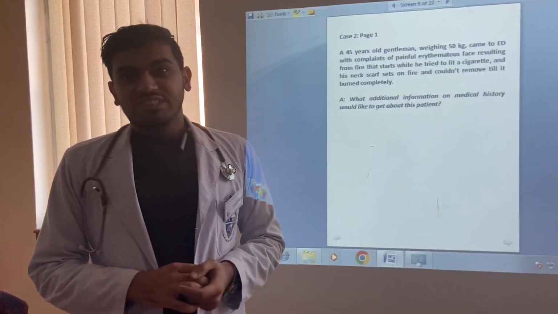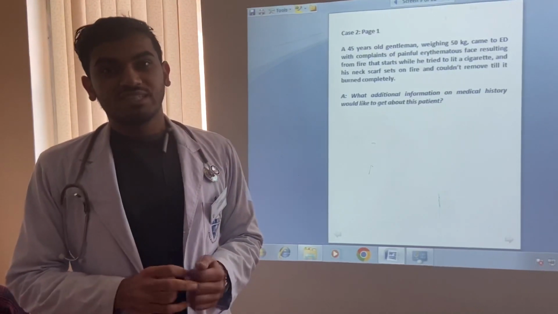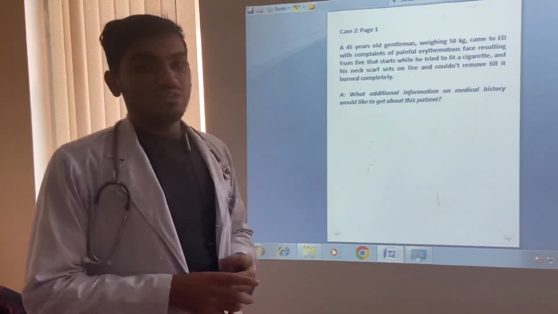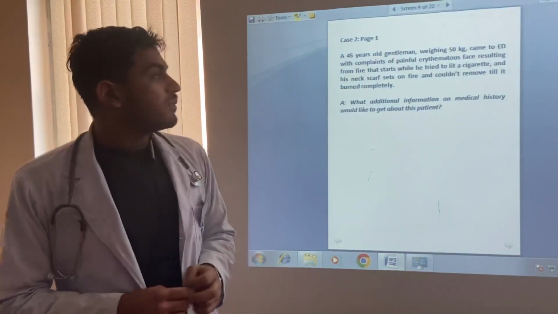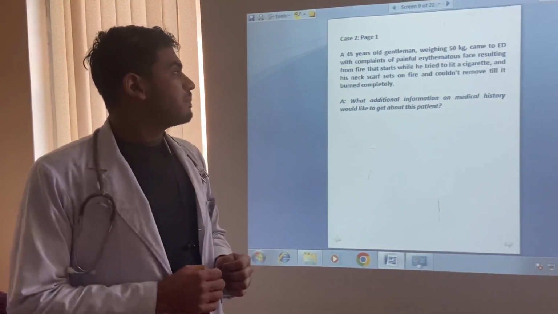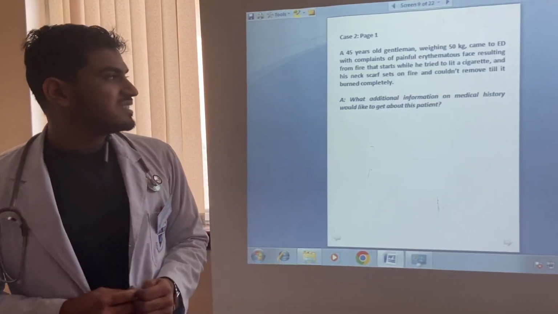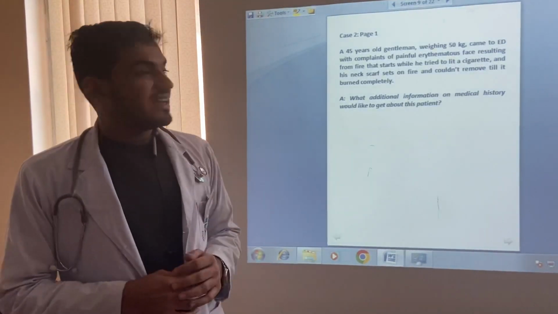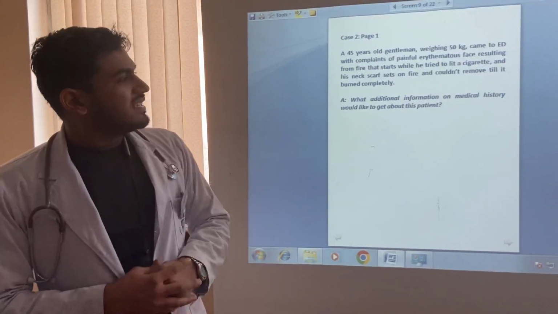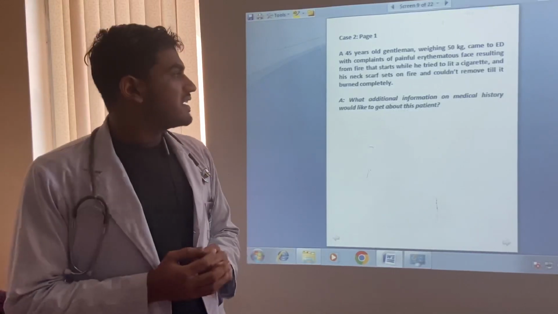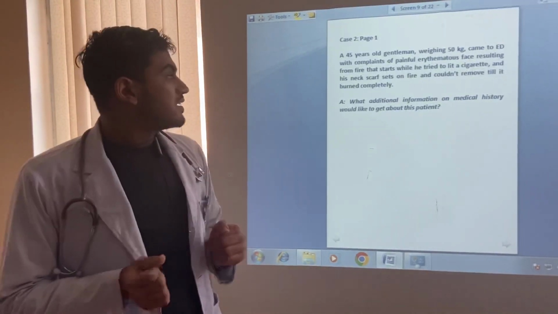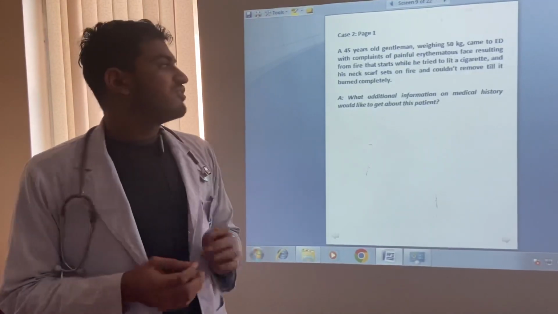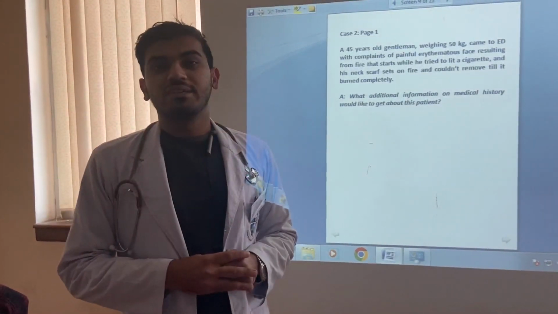So this is the first case. So let's go to the second case. A 45-year-old gentleman weighing 50 kg comes to the emergency department with the complaint of a painful erythematous face resulting from a fire that started when he tried to light a cigarette and his neck scarf was set on fire and could not be removed until it burned completely.